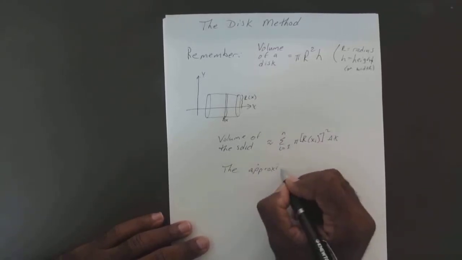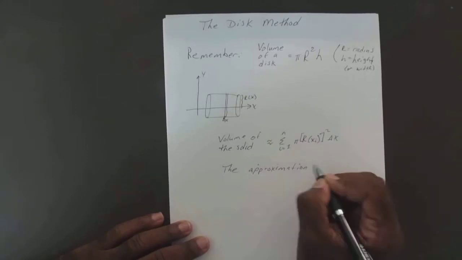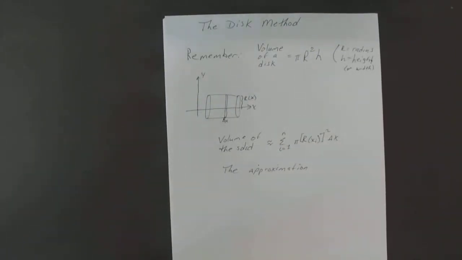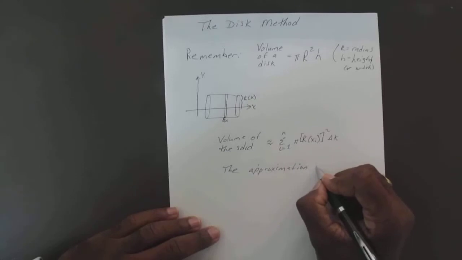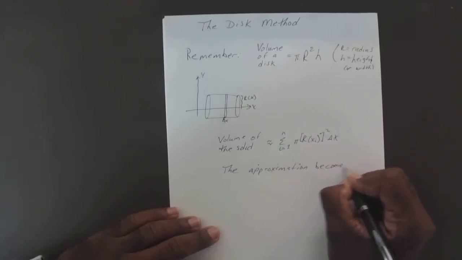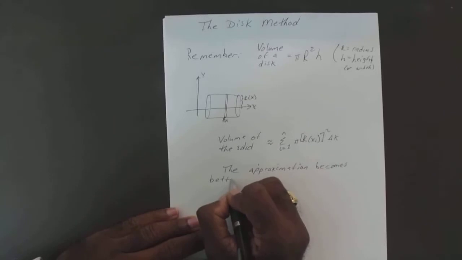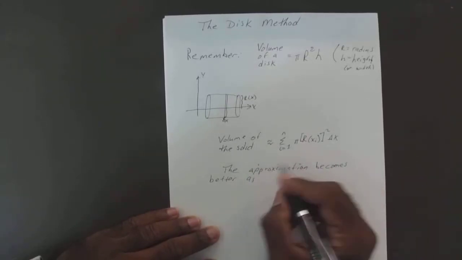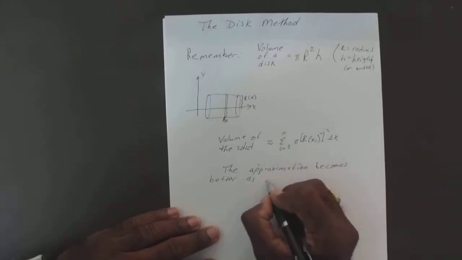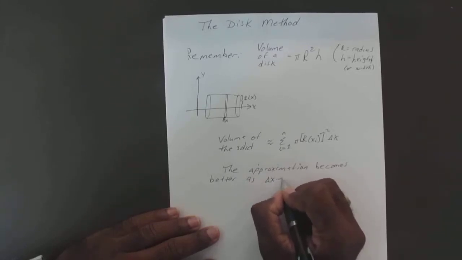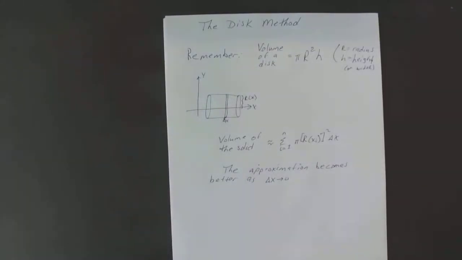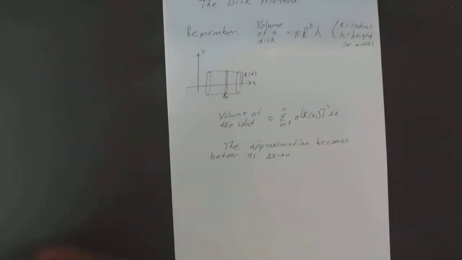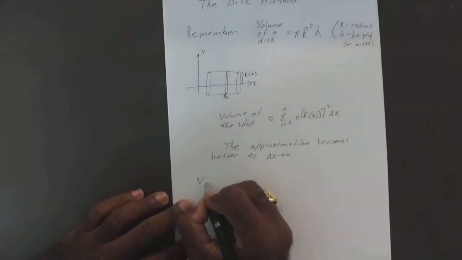Of course, the approximation gets more and more precise as you increase the number of slices. So if you get more and more and more, it gets closer and closer and closer to the actual volume. So it becomes better as, I guess you could say, delta x approaches 0. It gets thinner and thinner and thinner. You get more and more slices, and you get a little better of an approximation.